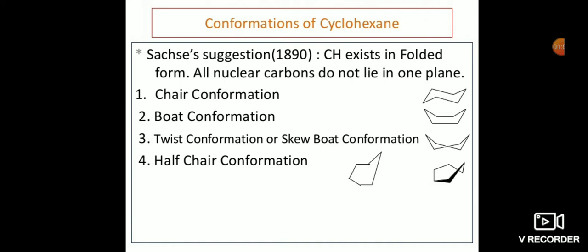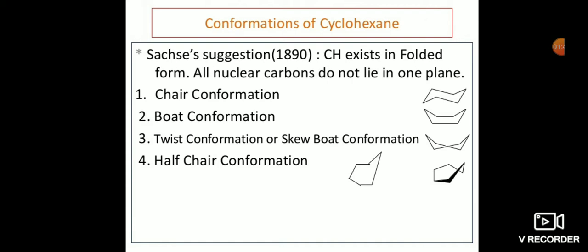A suggestion in 1890 says cyclohexane exists in folded form. All ring carbons do not lie in one plane. So by this way, from the bond angle and other things, they found out the main four conformations of cyclohexane.